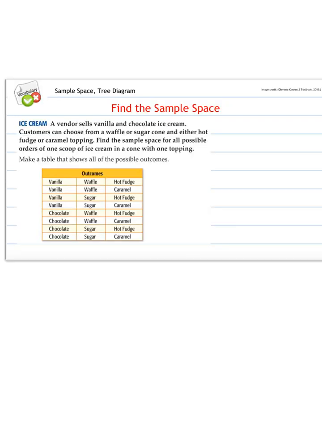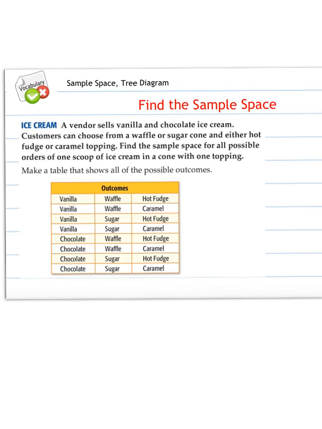Okay, some new vocab here. Sample space. This is the set of all of the possible outcomes in a probability experiment. And we are also going to be looking at tree diagrams, which I will show you. It's a way to find all of the sample spaces, but I'll show you what those look like when we get there.